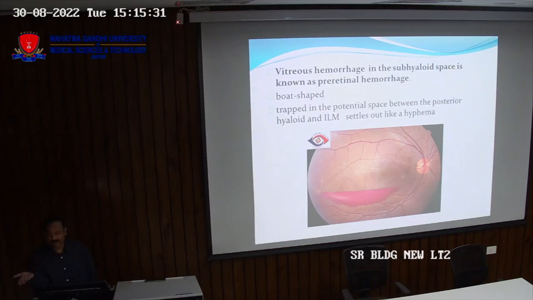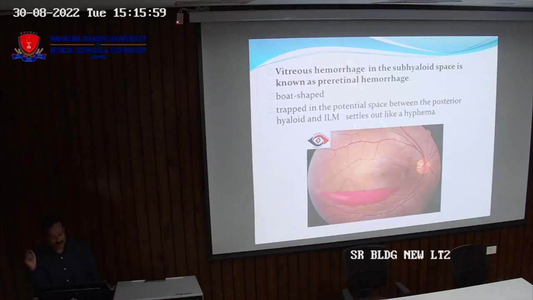Whenever you lie down, the most dependent part of the eye is the macula. So if such a hemorrhage is there in the sitting position, when the patient lies down, the hemorrhage comes onto the macula. The patient sometimes gives a typical history: my vision is good when I am sitting, but when I am lying down, my vision goes down. Or in the morning, initially my vision is bad, but after some time when I move about, my vision gradually clears up.